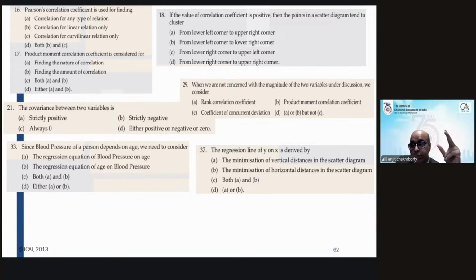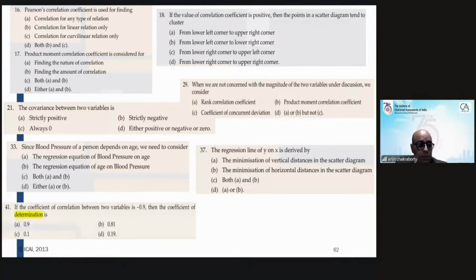Minimization of vertical distances in the scatter diagram. The second option given is minimization of horizontal distances in the scatter diagram. So normally we always say the minimization of vertical distances in the scatter diagram. This is the distance that we have to minimize. So for the 37th question we will go for option A.